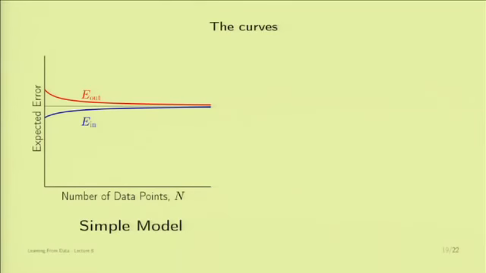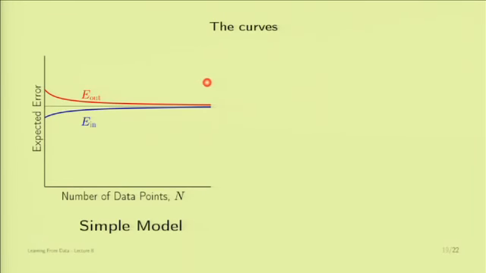Okay. So let's take a simple model first. Because it's a simple model, it does not approximate your target function well. The best out-of-sample error you can do is pretty high. When you learn, the in-sample will be very close to the out-of-sample. So let's look at first the behavior as you increase n.